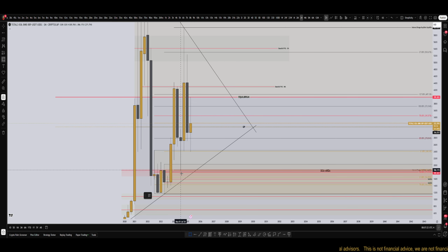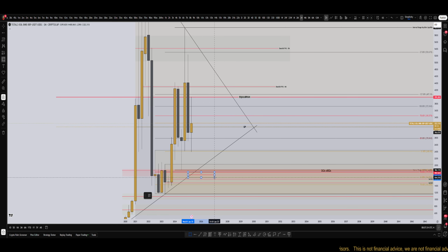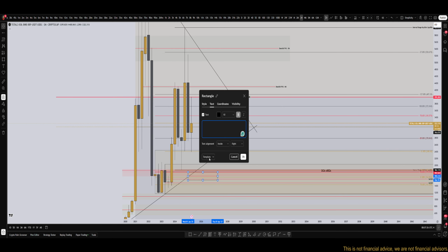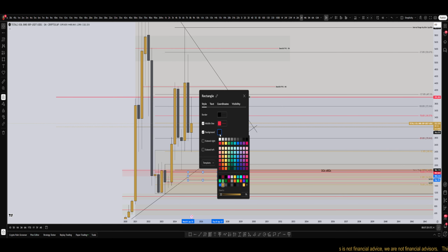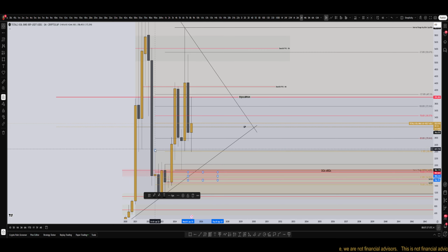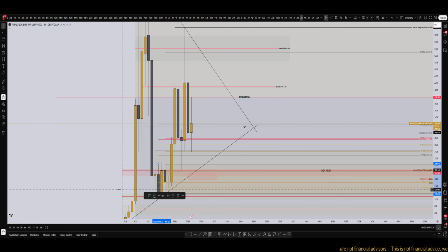I see something else that I would like to point out. I'm going to make this red, no middle line and no border, because I saw this.